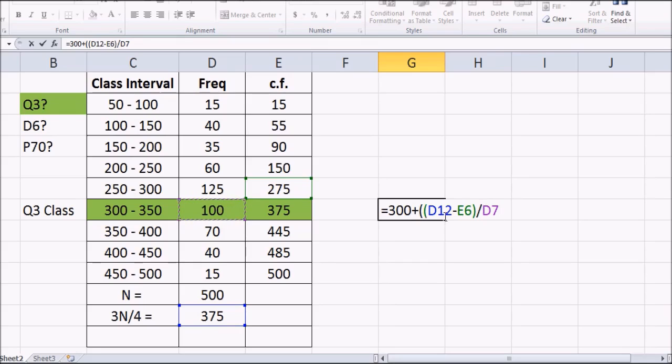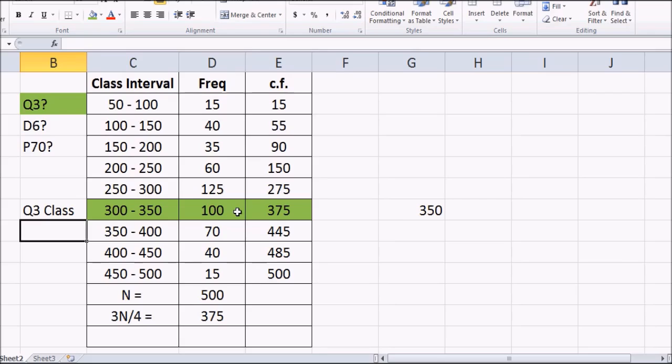So 300 plus 3n by 4, which is 375, minus 275 divided by 100, and the whole thing would be multiplied by the width of the Q3 class. Sorry, again I'm saying median, it's the Q3 class. The width is from 300 to 350, the width is 50. So let's do that here. So it's 350. So my Q3 happens to be 350. Let me write that here. This is my Q3.